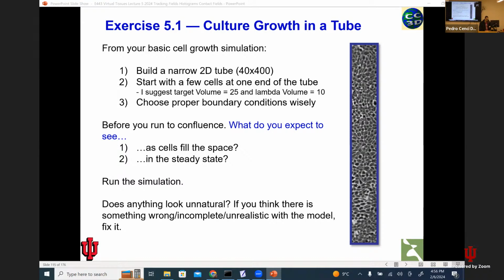Let's start in alphabetical order. Alex, can you tell me what you expect will happen with the cells with the simulation we built last week? What do you expect will happen in the steady state?